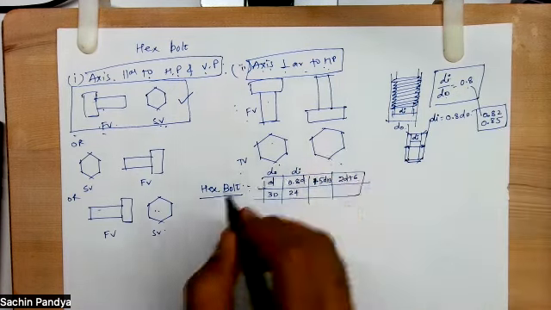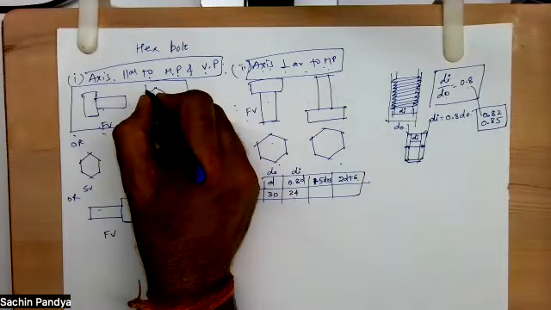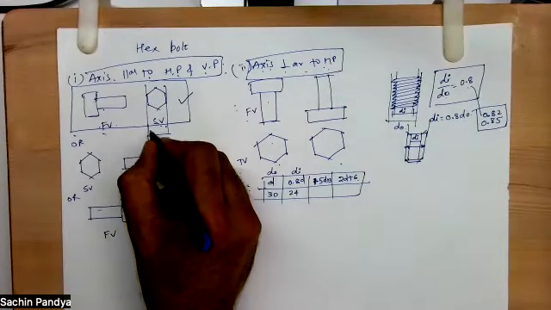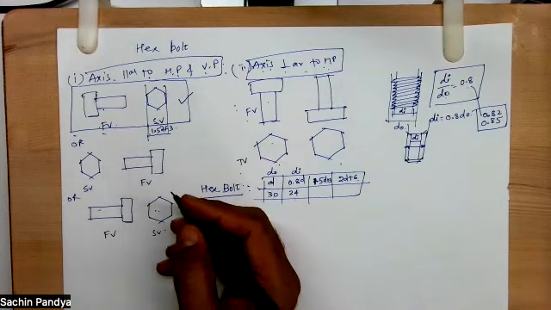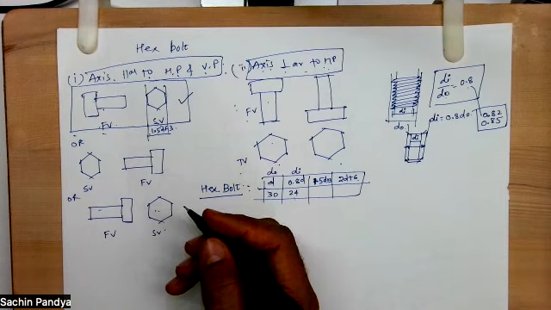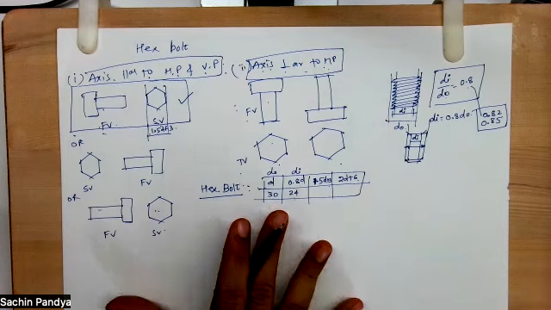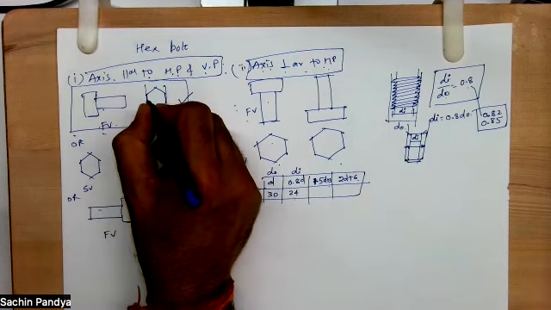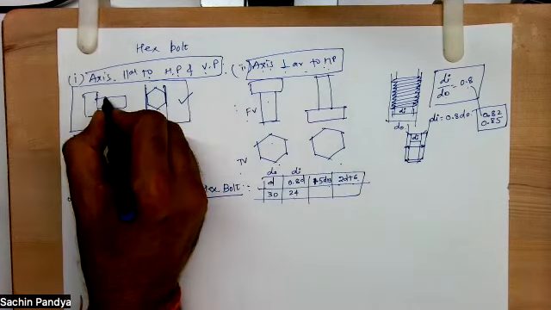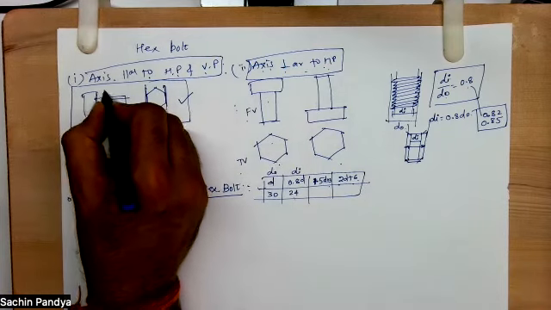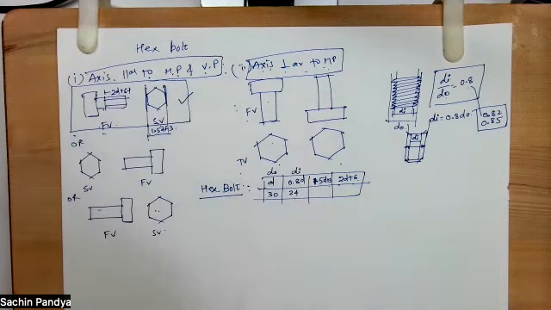1.5D plus 3: this distance across flat is 1.5D plus 3. If the diameter is very, very big, at that time we take only 1.5D. But for school exam purposes, we'll take 1.5D plus 3 for this distance. And what is 2D plus 6? This thread length is 2D plus 6. This much you should know.